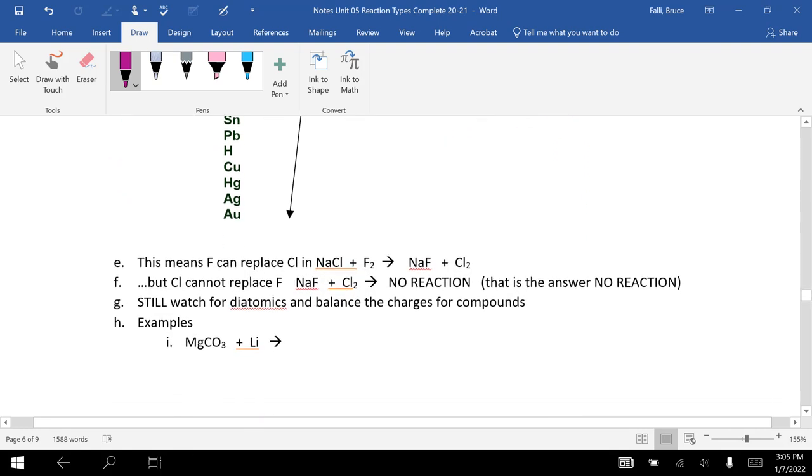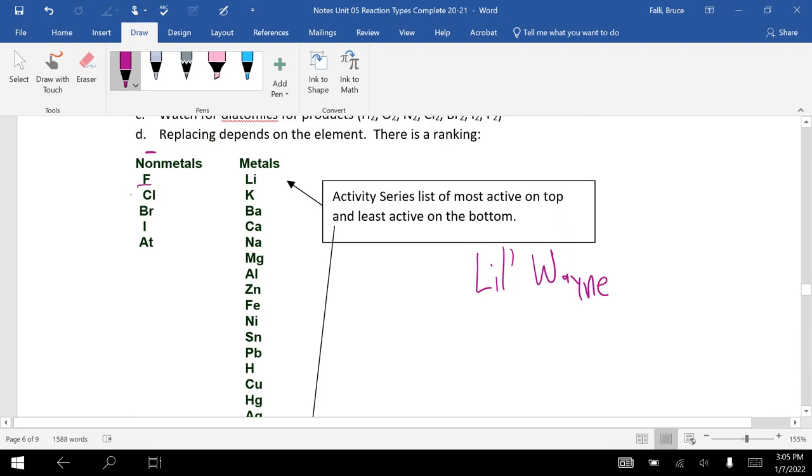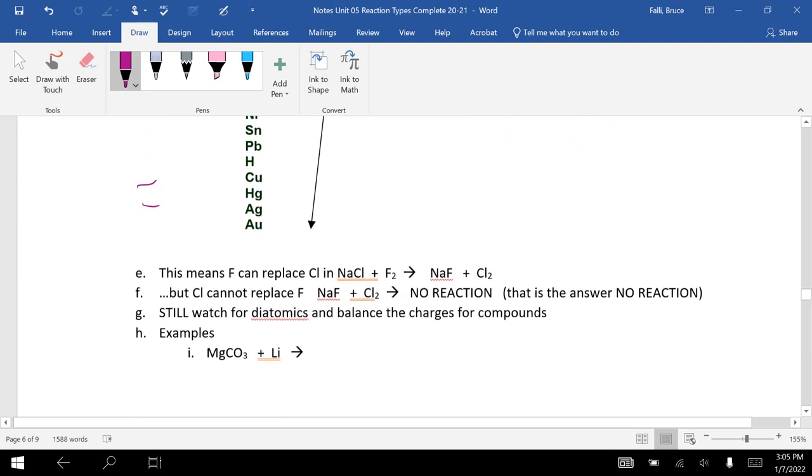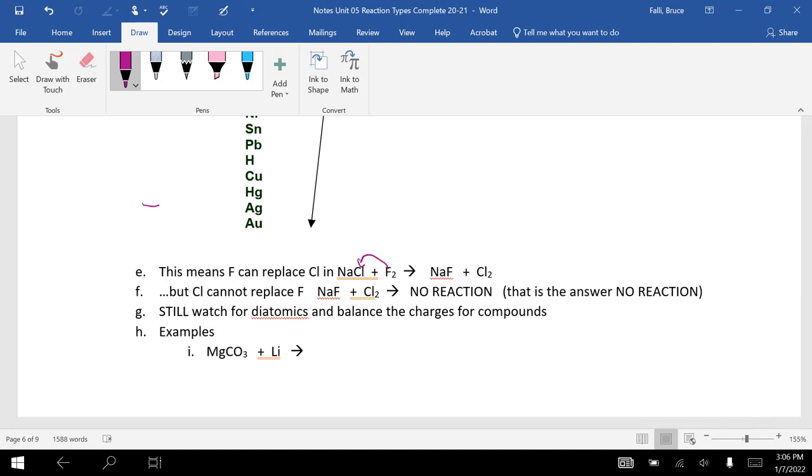So anything above can replace anything below. Hey, there's our bell. This means that F can replace Cl. F can replace Cl because it's on top. It's more Lil Wayne-y. Okay? So see how F replaces Cl? But Cl cannot replace F. So if I have this, Cl tries. That's like if I try and steal Lil Wayne's little honey. That's not happening. Okay? That was terrible. I'll never say that again.